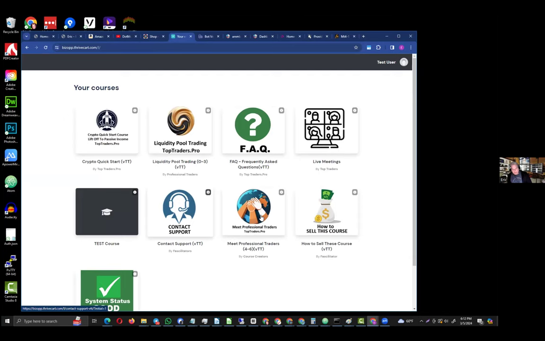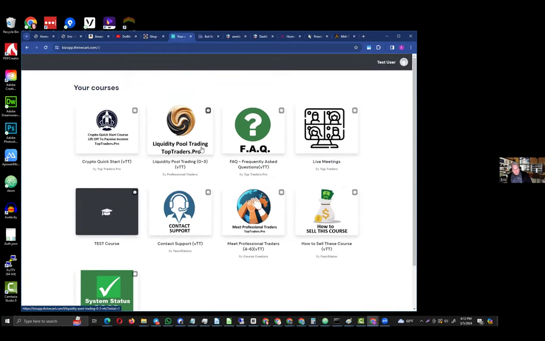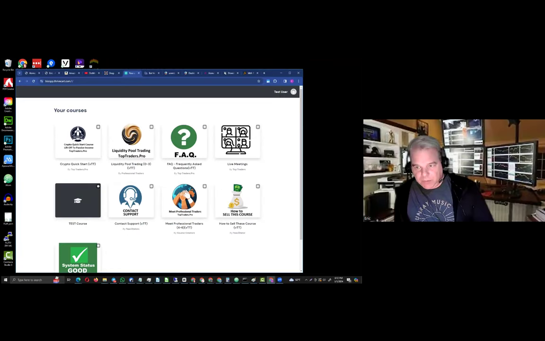There's other opportunities I'm putting in here. In fact, I'm going to talk about one kind of briefly tonight. And it has to do with the fact that liquidity pools aren't the only thing that I have experience in making money with.